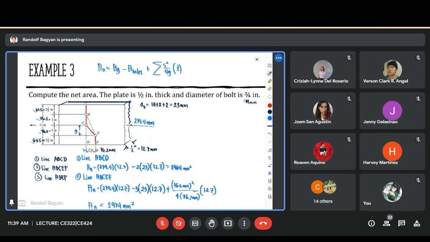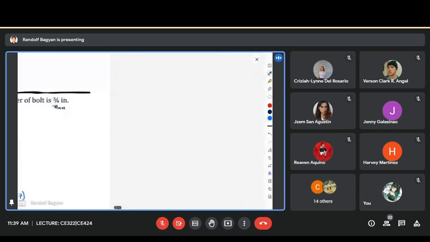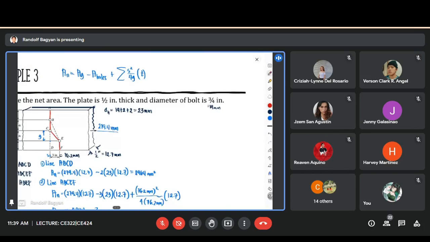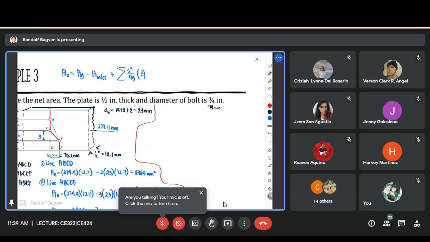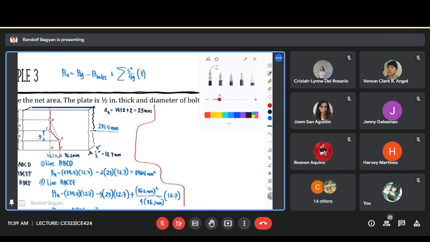So, yun. 2914 square millimeter. At hindi pa dyan nagtatapos. Of course, we still have the last line. Meron bang space dito sa next? Wala. So, dito ko na lang ilagay. Okay, the last line is line 3.